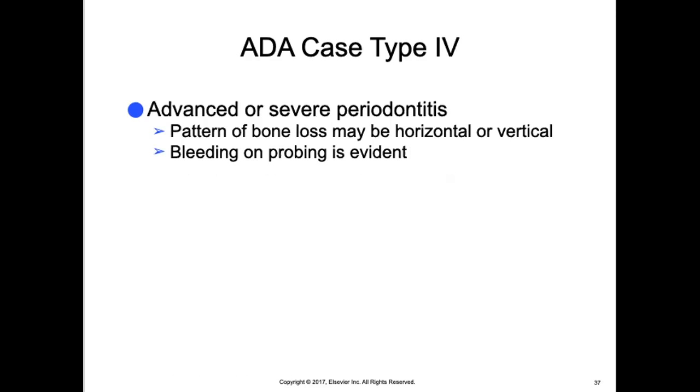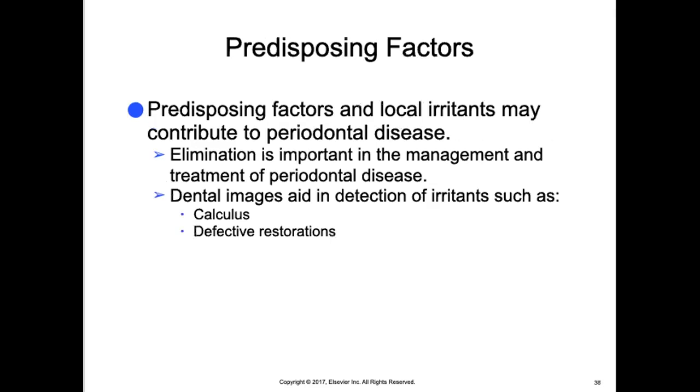With ADA case type 4, this is known as advanced or severe periodontitis. Here, the pattern of bone loss may be horizontal or vertical, and there is definitely bleeding on probing. This may be vertical, and the alveolar bone here would be more than 6 millimeters from the CEJ. Furcation involvement is readily viewed on posterior images in almost every tooth, so this would be a pretty severe case.